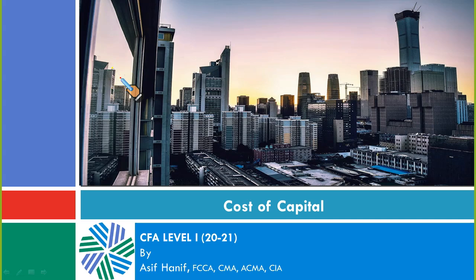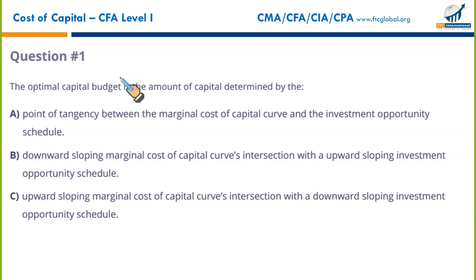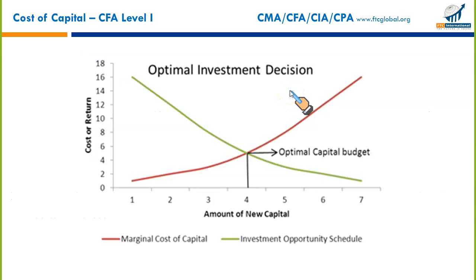Your next reading is cost of capital, starting with question number 1. The optimal capital budget is the amount of capital determined by... let us first see a diagram that will explain the idea.